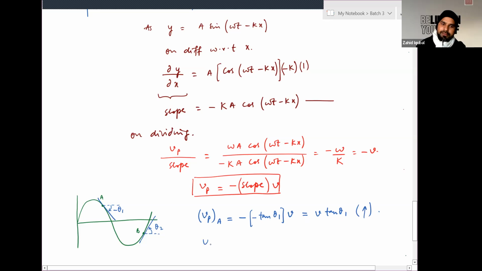Similarly, for point B, the slope at point B is positive, so it will be minus tan theta 2 multiplied by the velocity of the wave, so you'll get minus v tan theta 2. It means the particle velocity at this point is negative, so it must be going downward at this instant.